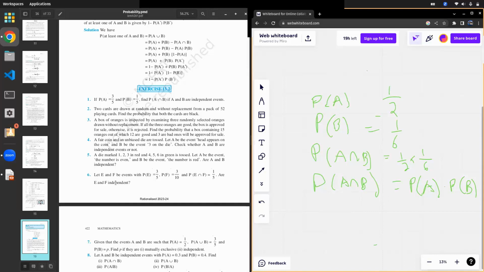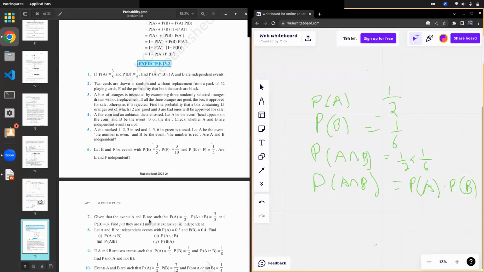So the next question: let E and F be events, probability E equal to 3 by 4, probability F is equal to 3 by 2, and probability of E intersection F is equal to 1 by 5. Are E and F independent? Here the values are directly given, so simply we have to multiply them and check whether it is equal to the value P of A intersection B. So we move to the next question.